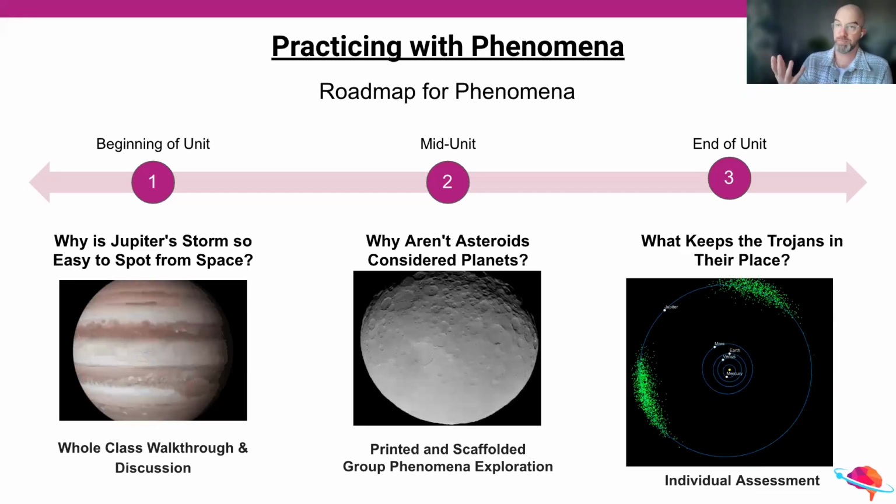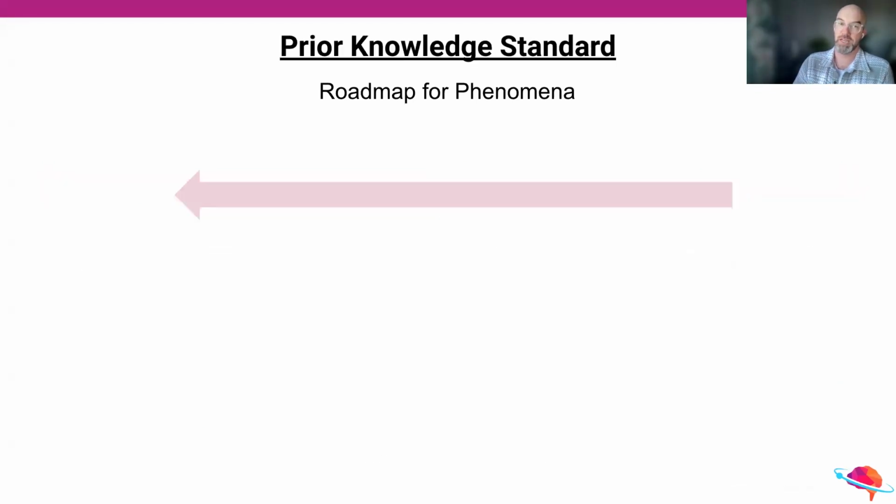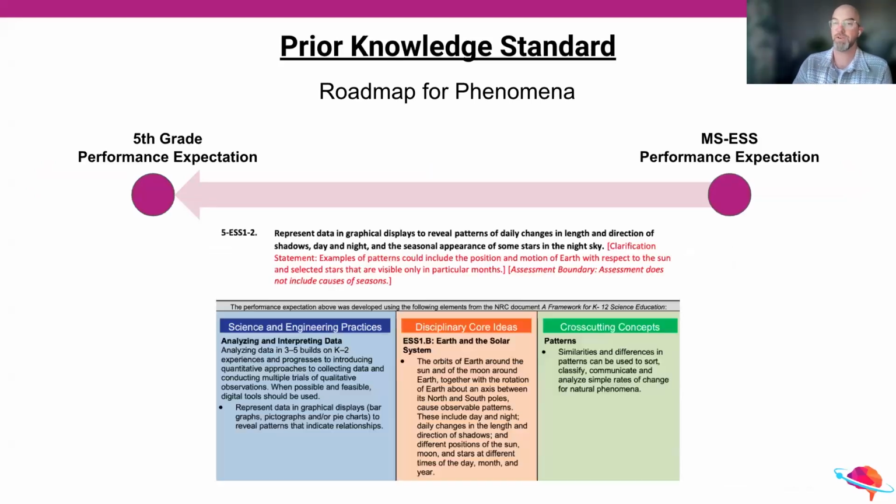And so I want to propose a different way that we can look at phenomena, and that is to go back to a prior knowledge standard. And so we're going to walk back from this middle school standard to a 5th grade standard that precedes it. So in this case, we're looking at 5-ESS1-2, where students look at representing data in graphical displays to reveal patterns of daily changes in length and direction of shadows, day and night, and the seasonal appearance of some stars in the night sky.